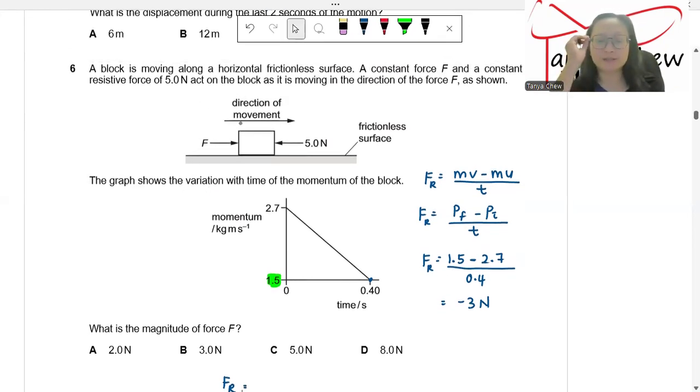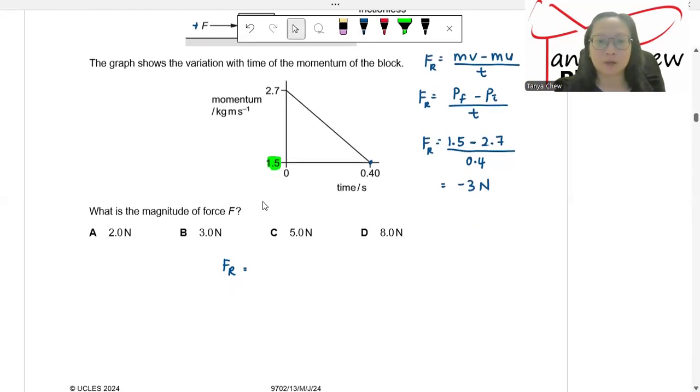So you could see that this is a block. There are two forces acting on the block. One is F, the other one is 5 Newton. And these two forces are acting in the opposite direction. So you have to put positive to one direction and negative to the other direction. I will put positive to F and negative to 5 Newton.